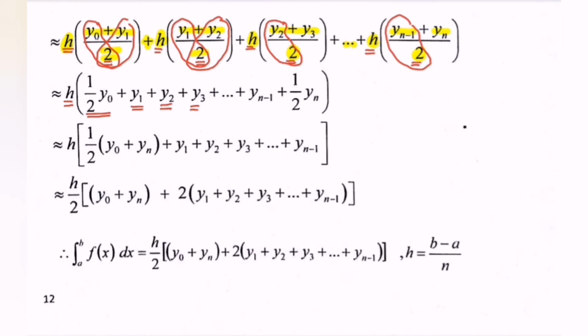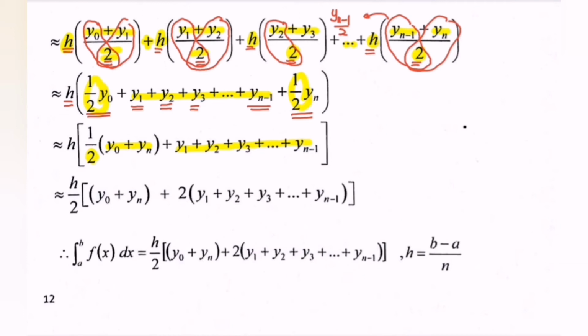Y sub n minus 1 over 2 plus, with the previous one, we also have y sub n minus 1 over 2. So we will have y n minus 1. For the final part we have y sub n over 2. So rearrange the situation for this part. That's why we have y0 plus yn over 2. So the remaining ones will be stated in here, y1, y2 until yn minus 1.